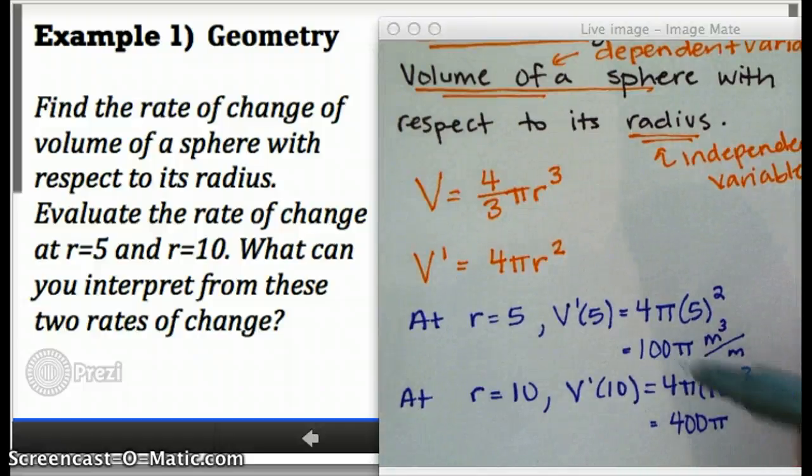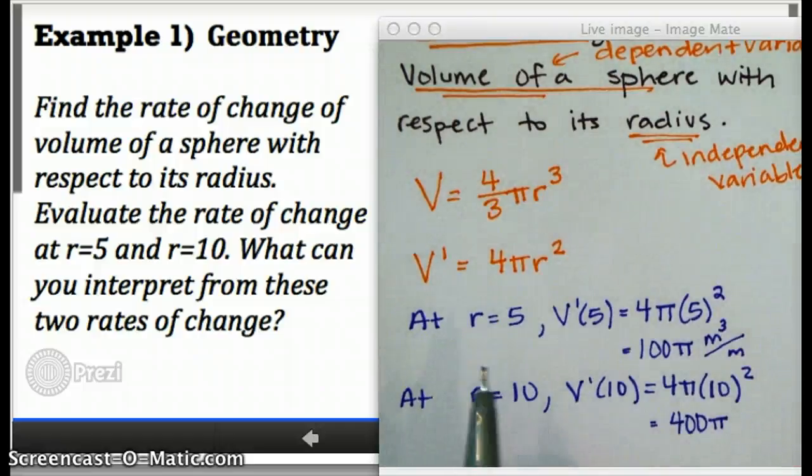What we can notice by comparing these two is that when the radius is 10, increasing the radius a little bit has a much bigger effect on the volume. The rate is much higher than when the radius was 5. That makes sense because when you're looking at a sphere, if it's already a large sphere, increasing the radius a little bit more creates a much larger volume than increasing a small radius.